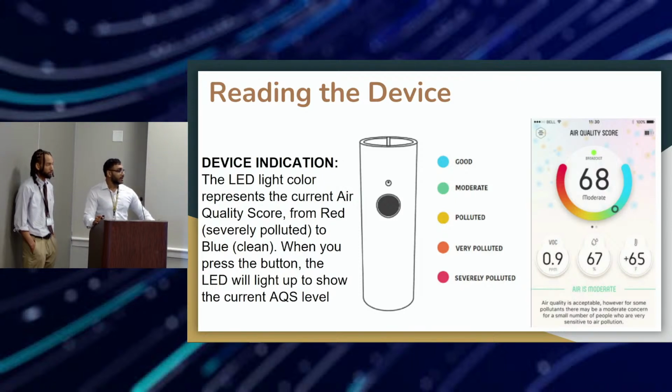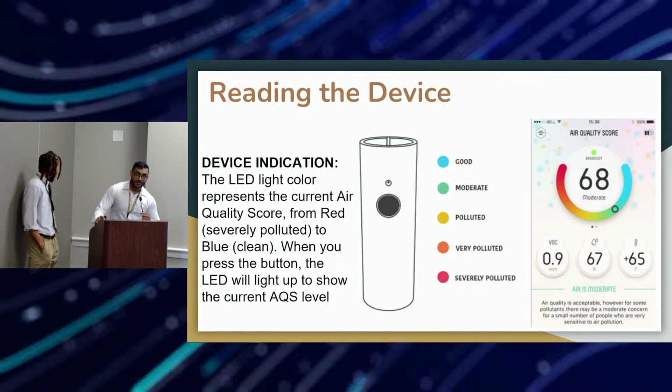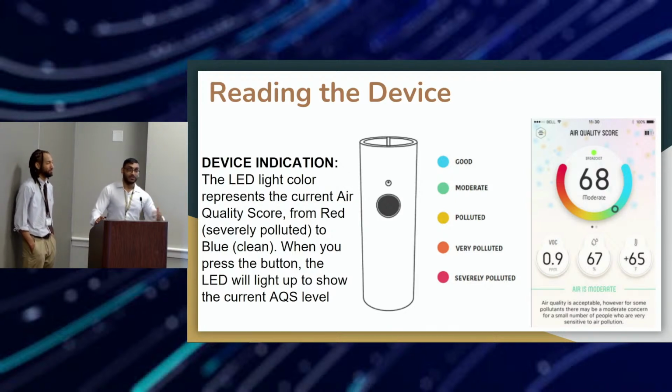Blue indicates good air. Interestingly enough, green is moderate. I know Clay said we all associate green with good, right? In this case, green is okay. And then orange, yellow means that your air quality is polluted. There's a lot of VOCs in the air. And then it goes to red, which is severely polluted. It produces an air quality score, as you see here. So great way for students to say, hey, this is the score of my school compared to other schools. It also measures humidity and temperature.